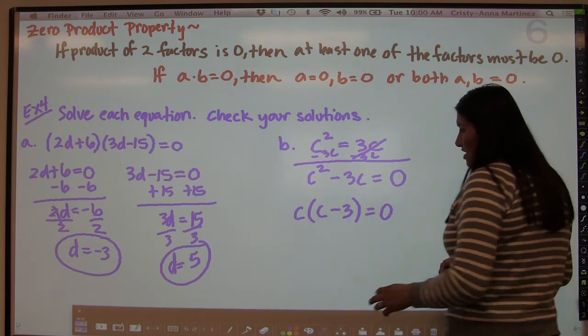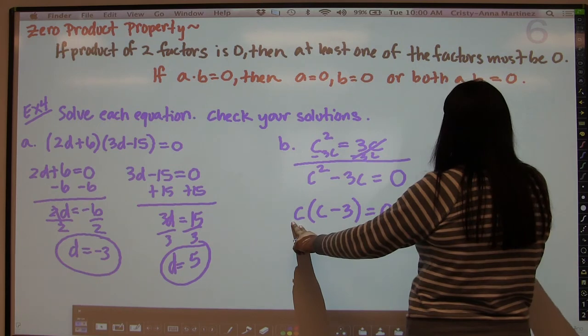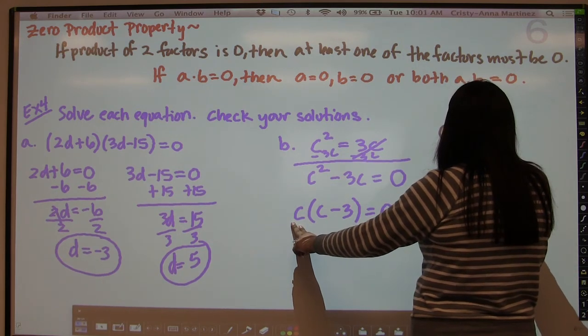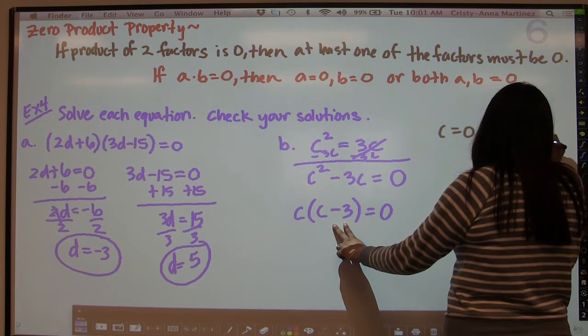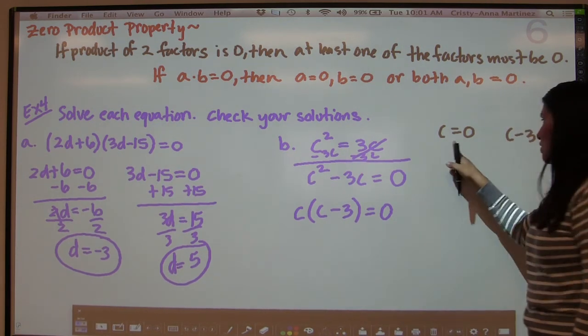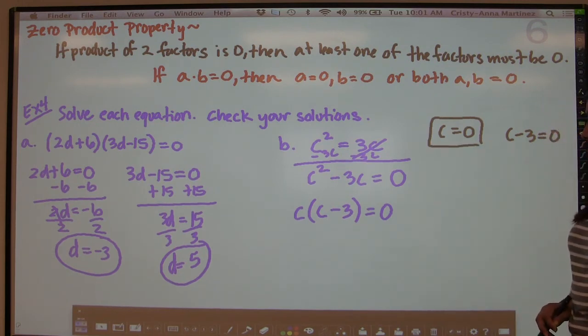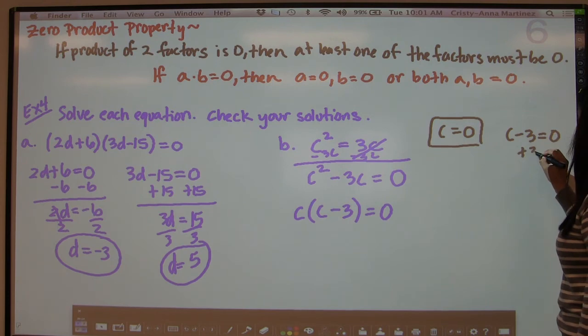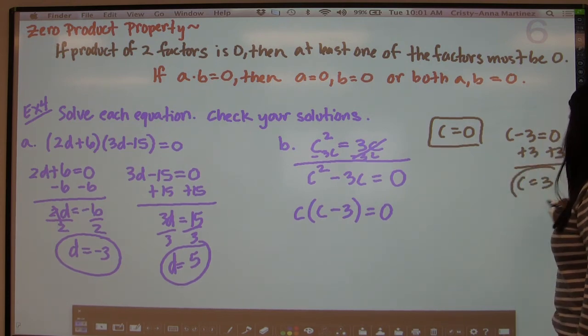So don't forget that just because there's not parentheses here around the c, this is also one of the factors. So either c equals 0, that's the first factor, or c minus 3 equals 0. The good news with c equal to 0 is that it's already solved. I don't have to do any work there. c equals 0 is one of my answers. Over here I have to add 3 to both sides. And then c equals 3 is also one of my answers.